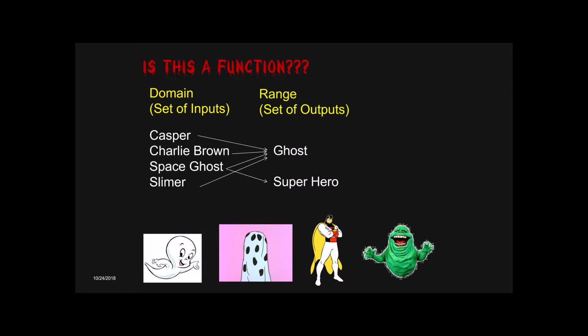How about this one? Is that a function? Hopefully you realize that it is not, because while Casper only goes to Ghost, and Charlie Brown only goes to Ghost, and Slimer only goes to Ghost, Space Ghost goes to Ghost and Superhero. Each item in the domain is only allowed to point to one item in the range.